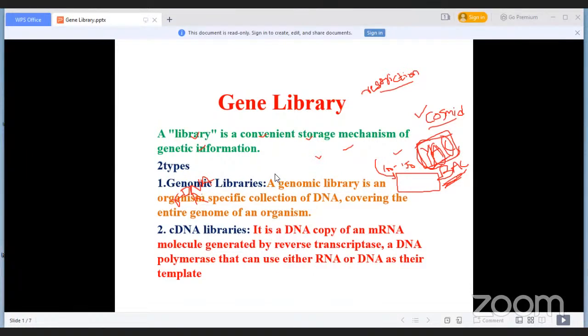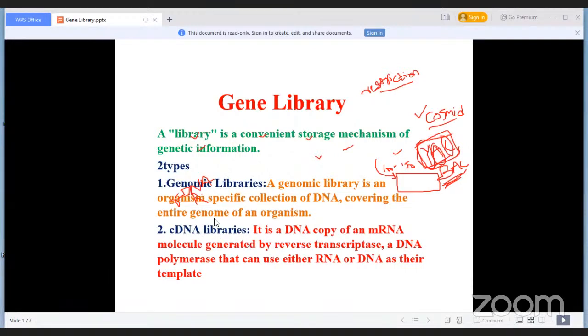Okay, transcription. But in the transcription process, how is mRNA synthesized? From DNA, sir. But what is cDNA here? Reverse. That means DNA is synthesized from the RNA strand. That DNA is called cDNA, and the storage and collection of that type of DNA is called cDNA libraries.